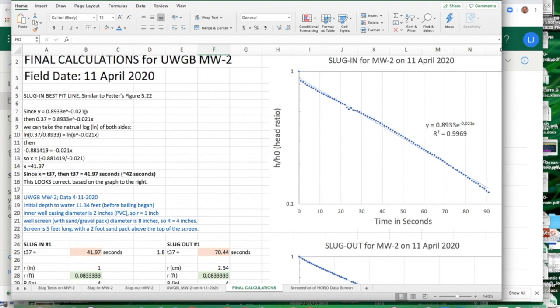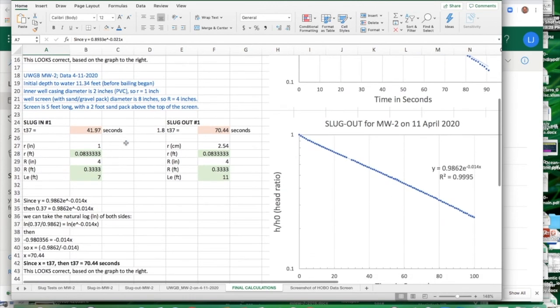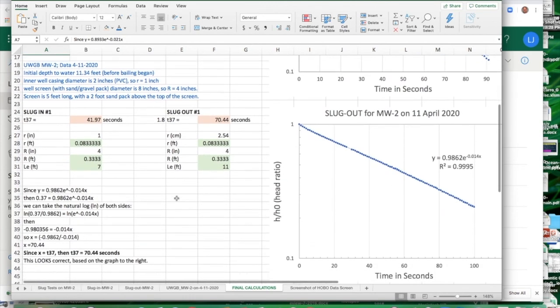So I showed you how to do this. This equation right here in row 7 is the equation of the best fit line off of the graph. This is basically Fetter's 5.22. And I've shown you the steps to go through calculating T37, which is the same as solving for x. And so we can also see where 0.1, 0.2, 0.3, 0.4, so 0.37 is over here. That's about 42 seconds, and that looks right. It actually took me a while. I was making some kind of error on the bottom one, and I was getting 7 seconds. But it turns out it's 70.4 seconds.